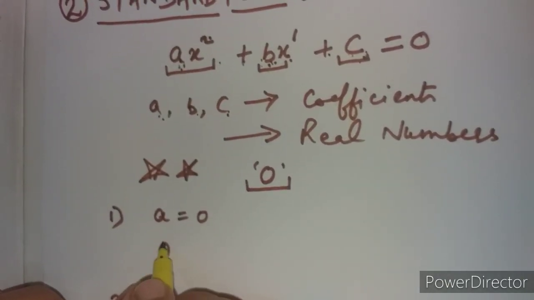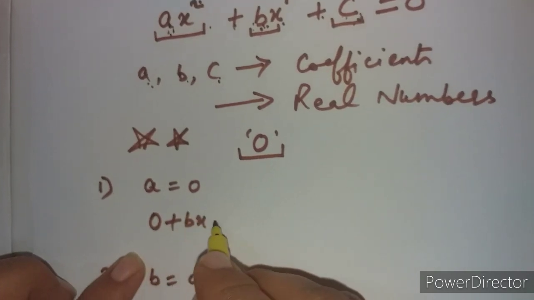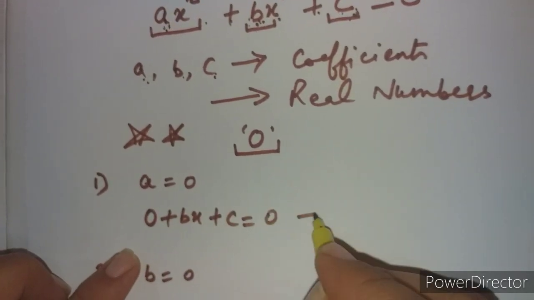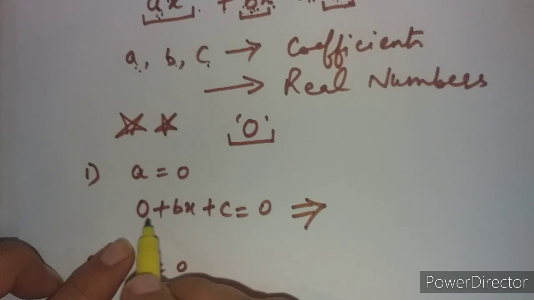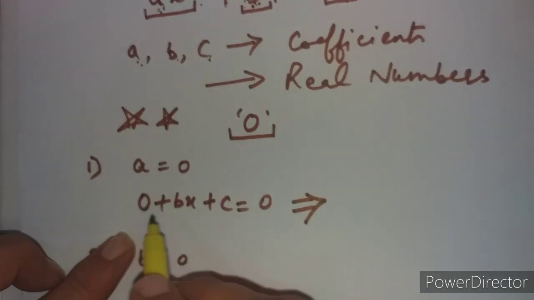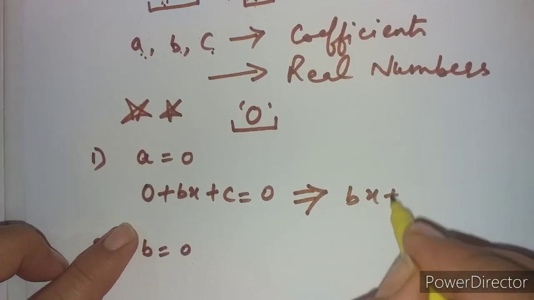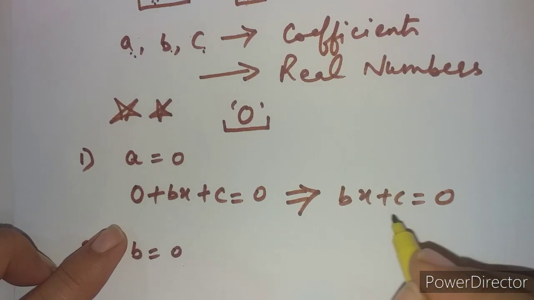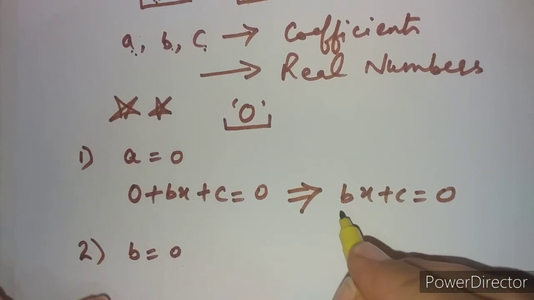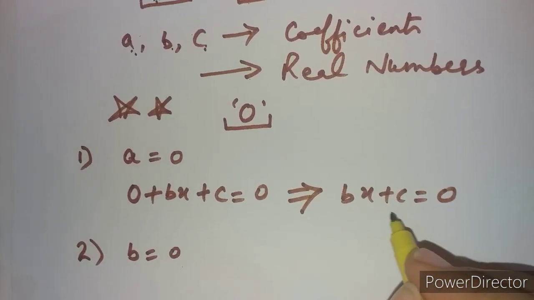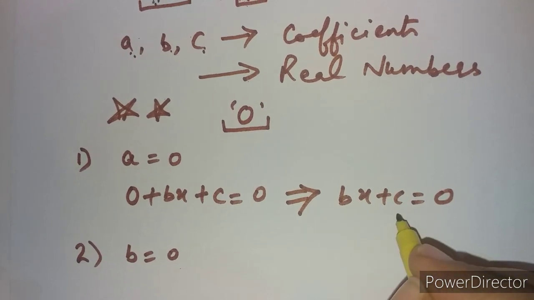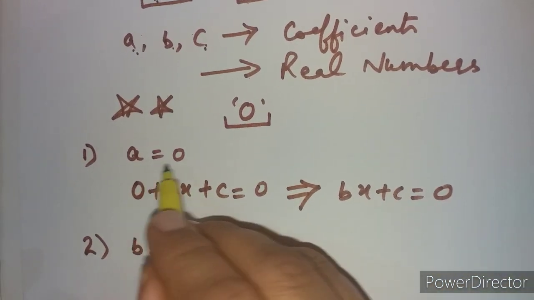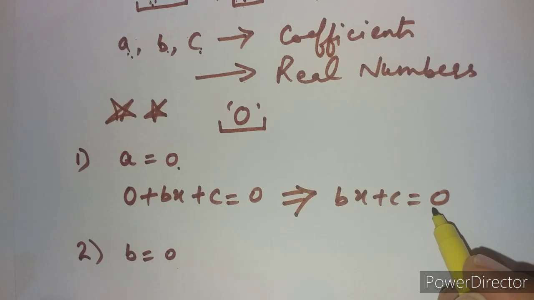So it becomes 0 plus bx plus c equal to 0. Finally, what is this equation? This 0 goes, it is 0 only. So we will write bx plus c. Now you tell me whether this equation, the final form, is it still a quadratic equation when a was equal to 0?